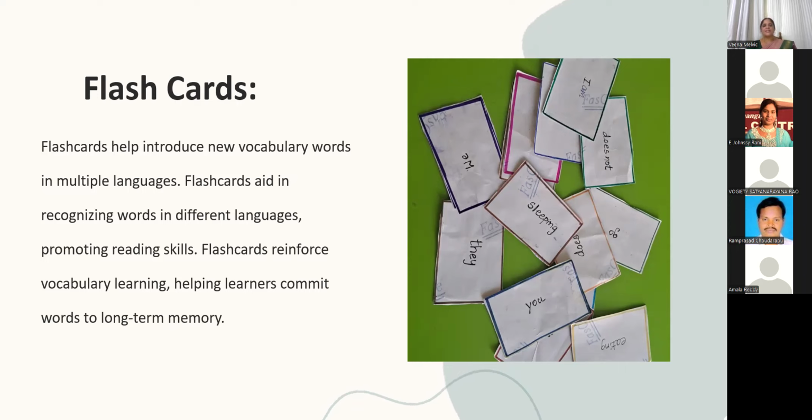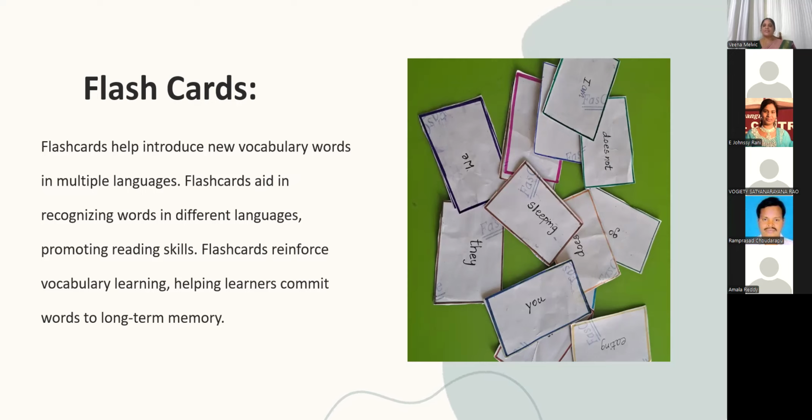So flashcards aid in recognizing words in different ways. So flashcards reinforce vocabulary learning. By using flashcards, they retain it in long-term memory.